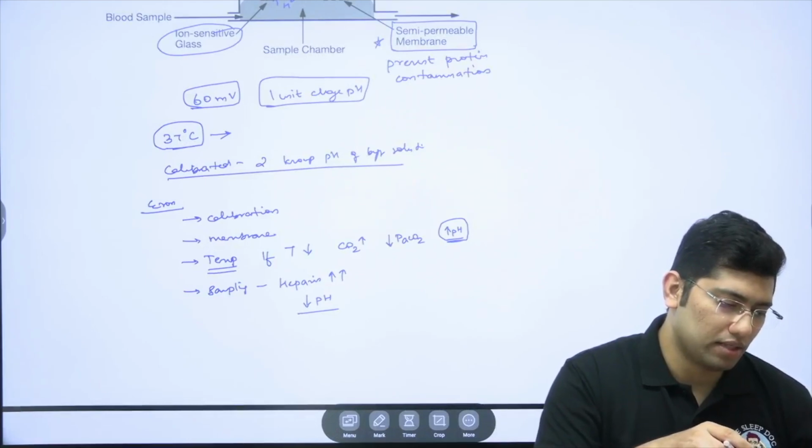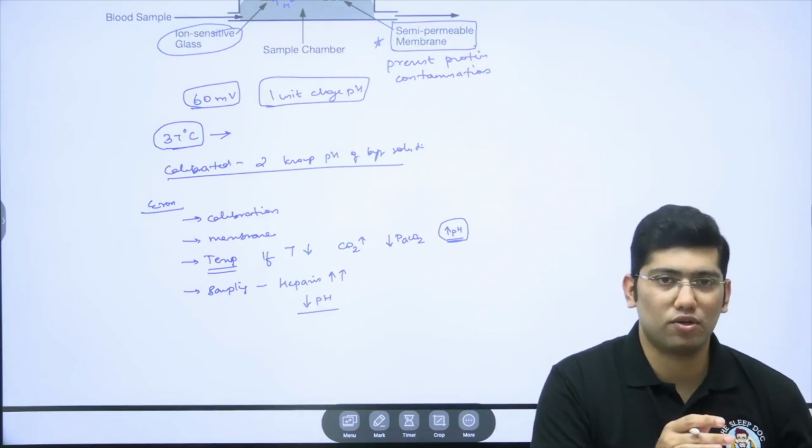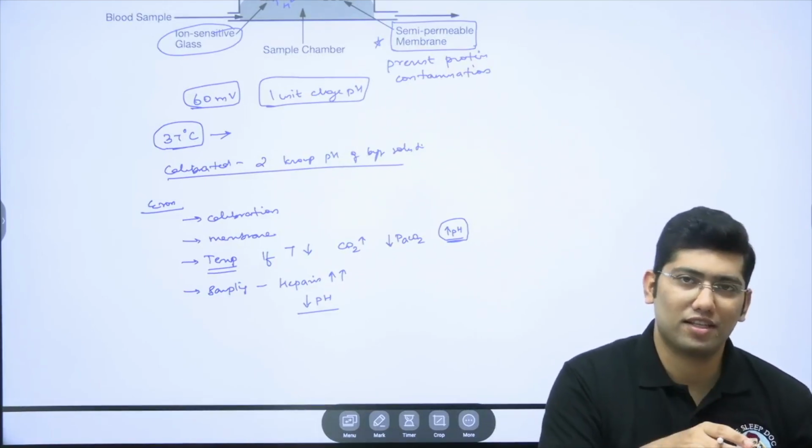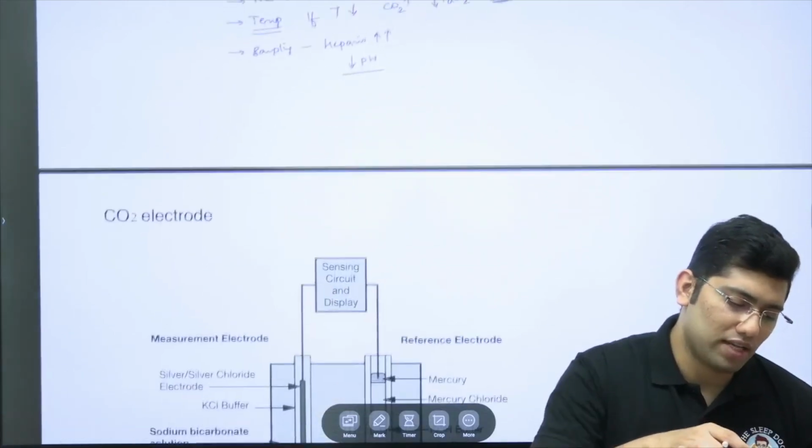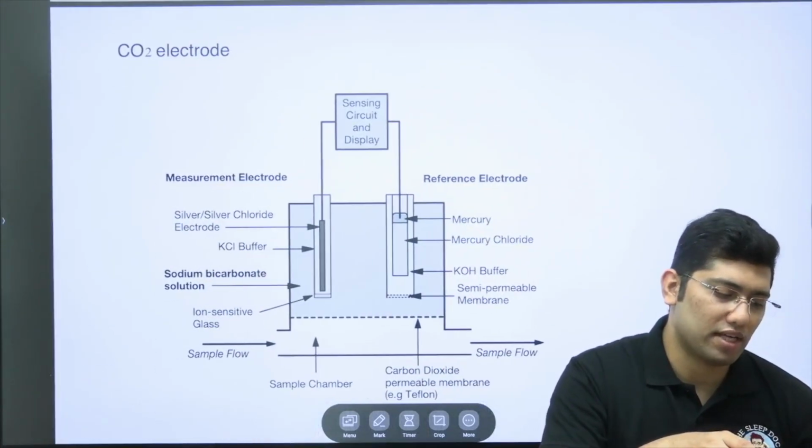All right. So that concludes the pH electrode. So very short descriptions, right? Now let's go on to the next one, that is the carbon dioxide electrode.